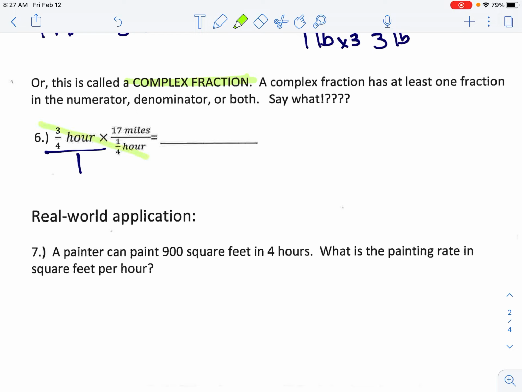Now what we're going to focus on is the 3/4 and the 1/4 that are diagonal from each other. So if you guys think about cross-canceling, we divide by the greatest common factor. So the greatest common factor of 1/4 and 3/4 is 1/4. So in the bottom here, if I do 1/4 divided by 1/4, that cancels to 1. And 3/4 divided by 1/4 would cancel to 3. So now all I have left is 17 times 3 going across, and that's 51. So that would be 51 miles. So if you can bike 17 miles in 1/4 of an hour, you can bike 51 miles in 3/4 of an hour.